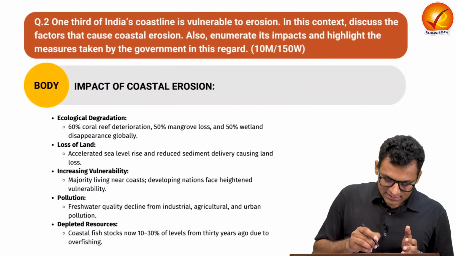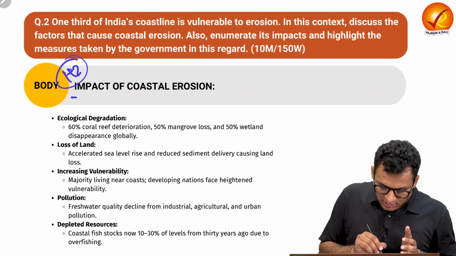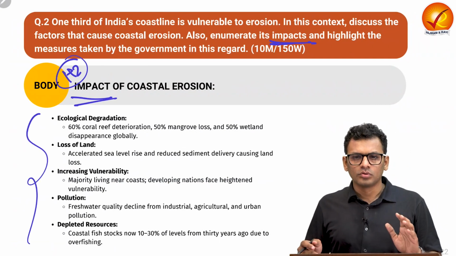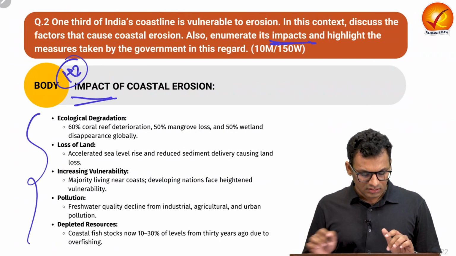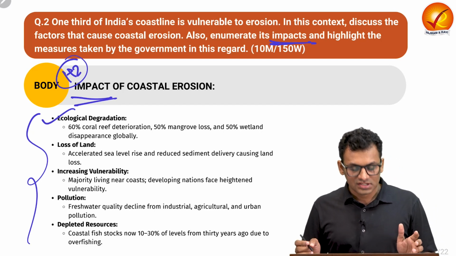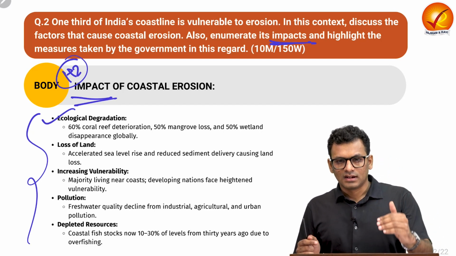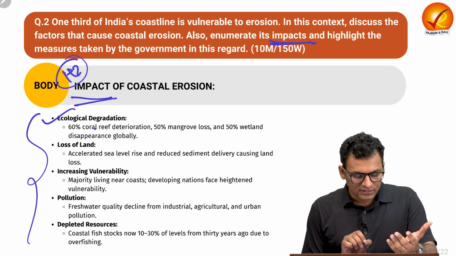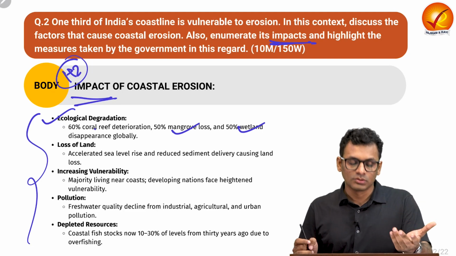Let us move on to the next heading of the body, which is going to be the impact. Now impact, you can list down 3 to 4 dimensions along with substantiation. Firstly, we have ecological degradation. We have seen that there is environmental degradation happening, such as coral reef deterioration, mangrove loss, and wetland disappearance, that again impacts the coastal erosion.